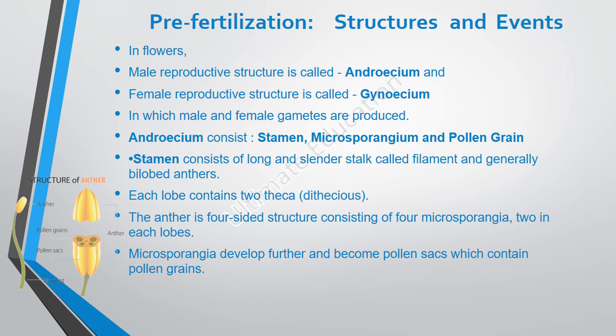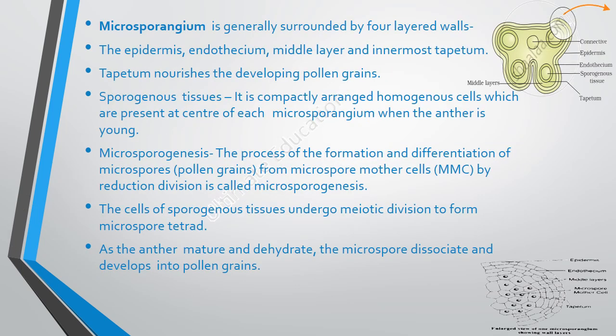Theca means dithecous, two theca layers, right? The anther is a four-sided structure which consists of four microsporangia, two in each lobe. Microsporangia develop further and become pollen sacs which contain pollen grains. The second unit of the male reproductive organ is the microsporangia.